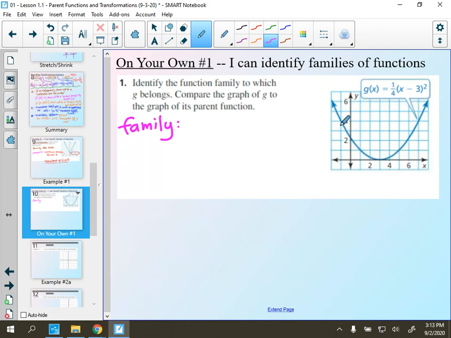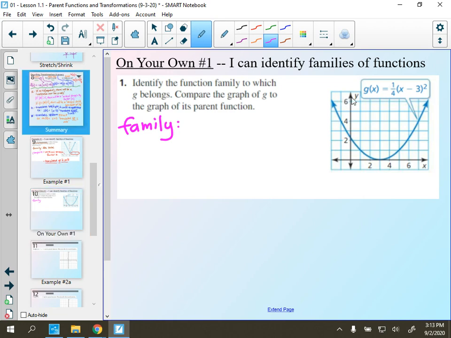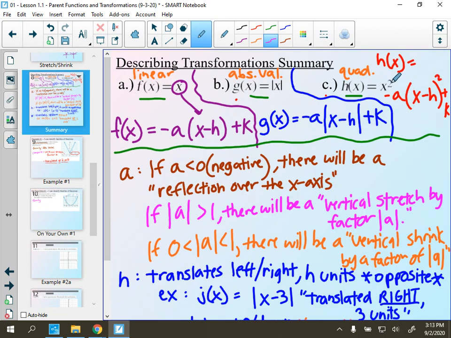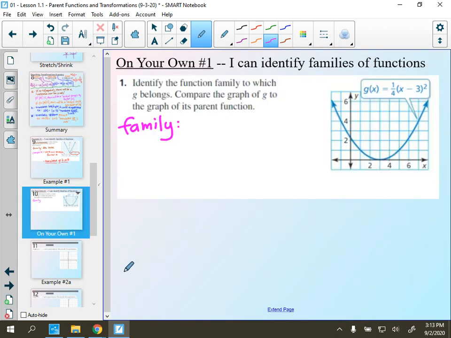Is it a straight line? Definitely not. So it's not linear. It's not absolute value. This is called a parabola, like I said, which we'll cover in detail in future chapters. But the other way to look at it is to see here and say, oh yeah, there's a squared going on. So I flip back in my notes and say, yep, there's a squared going on. That's our quadratic. Okay, family: quadratic. Great.